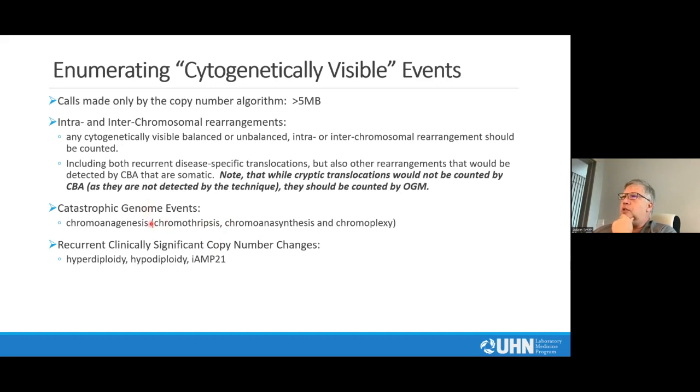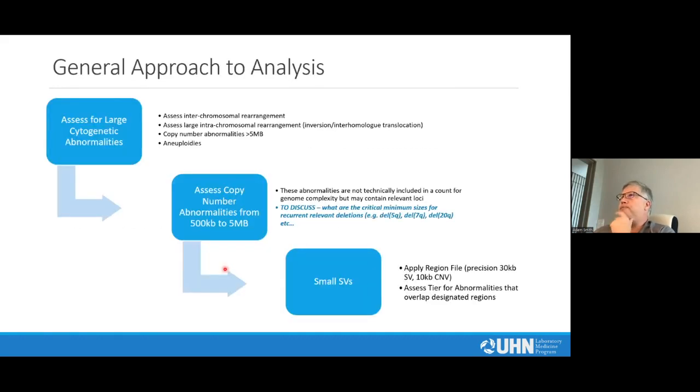So for most of these, certainly for these events, not so much for chromoplexy, because it's usually cleaner, you can pull out what's going on. But for these, we quite often just use the CX complex genome nomenclature. And so recurrent clinically significant copy number changes, hyperdiploidy, IM21, of course, these are things that we want to try to talk about as much as we can, or identify them in the report. Having said that, this is our general approach to analysis.